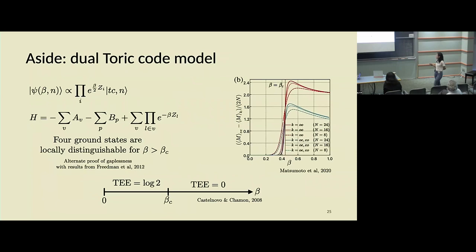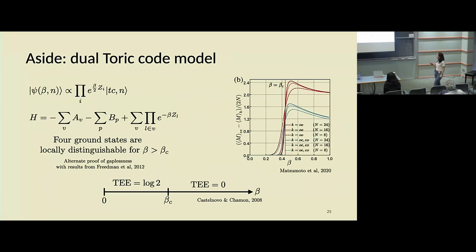And they're always degenerate. However, for betas greater than beta c, you can show that these 4 ground states are actually locally distinguishable. And you can pretty easily see that because for beta very large, this state is just a superposition of all of the closed loops in the sigma z basis, right? So it's all sigma z up, and then you insert loops of sigma z down.